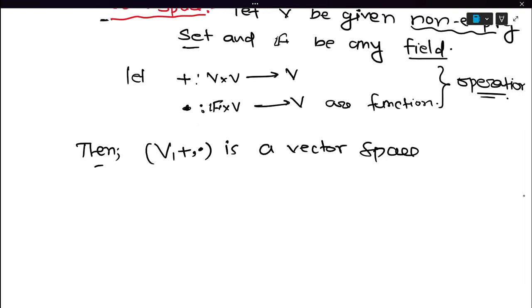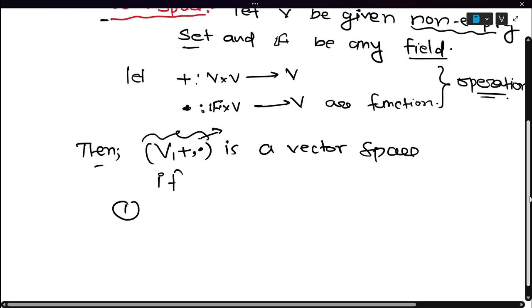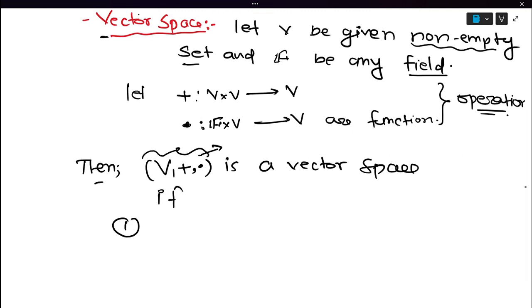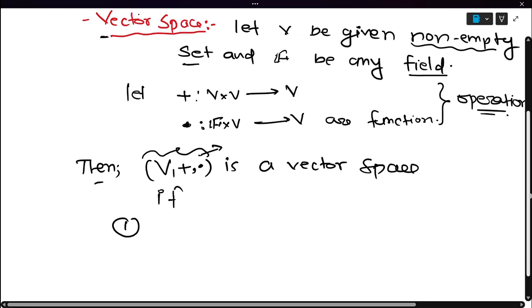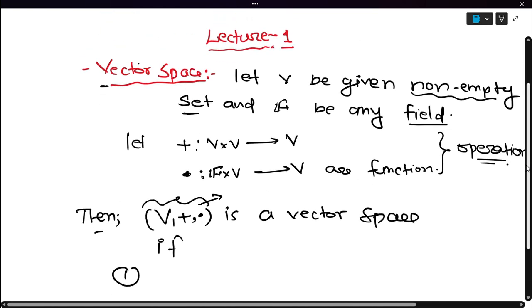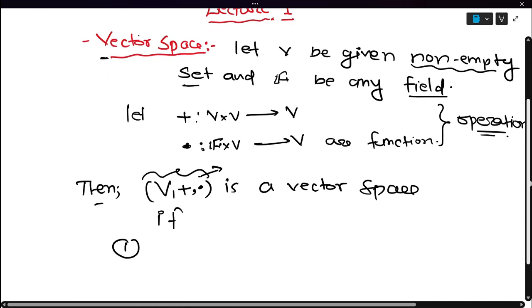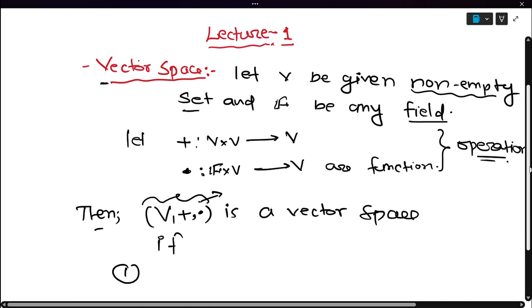if... this is only the notation of a vector space, nothing else. We will say V is a vector space with respect to the operations plus and dot, and a vector space always has a field.